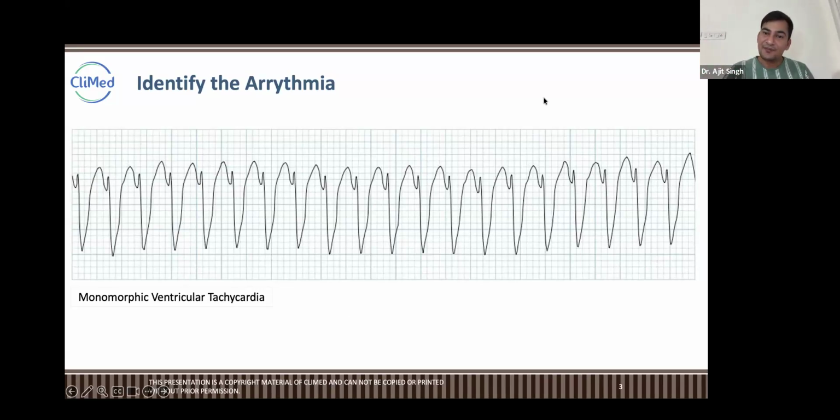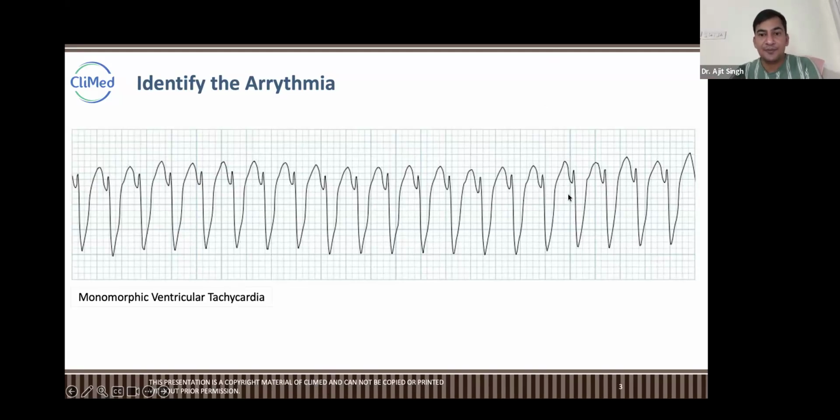Yes, guys, it is written on the screen. This is monomorphic ventricular tachycardia. But why is it ventricular tachycardia? How can you justify that this is ventricular tachycardia? Yes, guys, tell me fast. Put your justifications here fast.